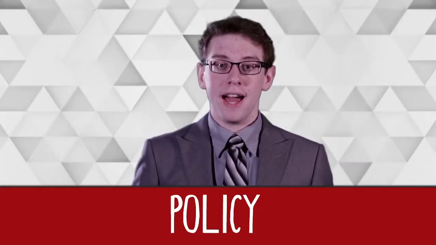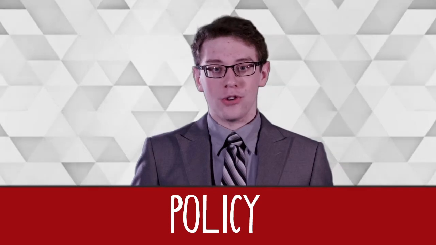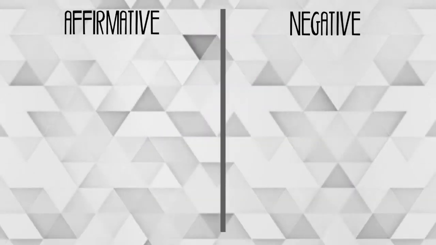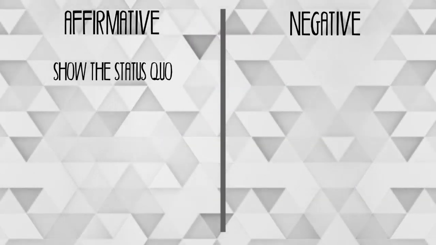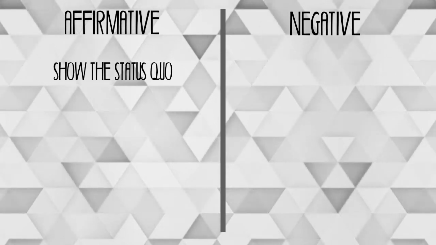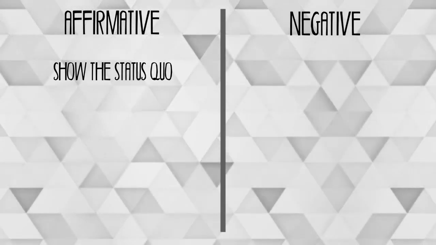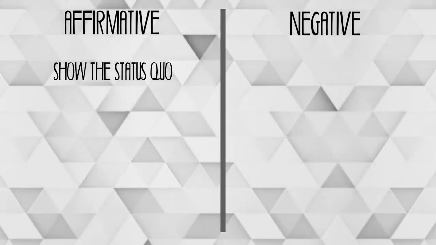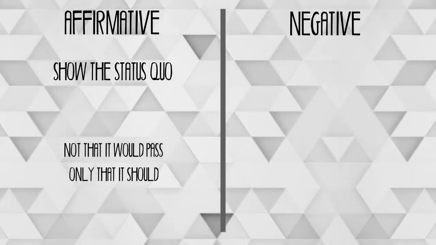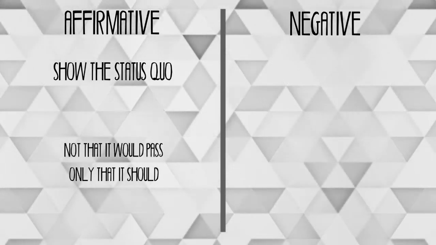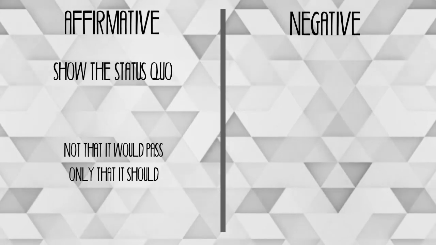Policy is a 2-on-2 event in which the affirmative team proposes a plan and the negative team argues why we should not implement said plan. The ultimate goal of the affirmative is to show the status quo, or the way things are in the world without the plan, is worth rejecting in favor of living in a world where the plan is adopted. The affirmative does not have to demonstrate that the plan would pass in the real world, only that it should.